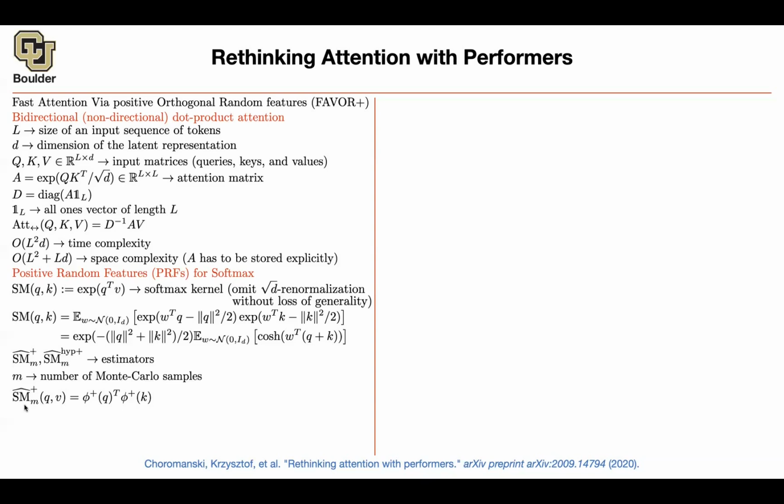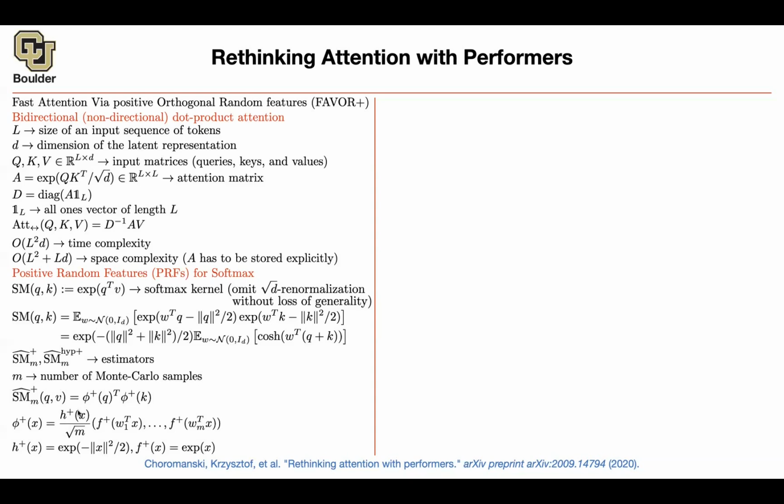You can decompose your SM+ into phi+ of Q and phi+ of K. What are those? Phi+ is some h and a bunch of f's. These are your w's that you sampled from your normal distribution, w1 up until wM. You're sampling M of them. But what is h? This is the exponential of negative of the absolute value squared divided by 2. And you see it here. So you see that term here.